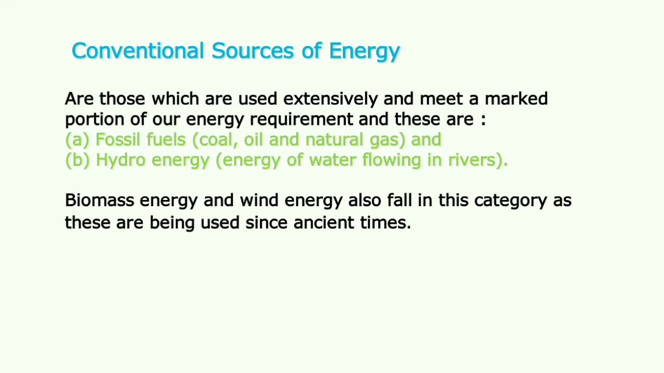Now, what is a conventional source of energy? Conventional sources of energy are those which are used extensively and meet a marked portion of our energy requirement. These are fossil fuels like coal, oil, and natural gas, and the hydro energy, which is nothing but the energy of water flowing in rivers. The biomass energy and the wind energy also fall in this category as these are being used since ancient times.